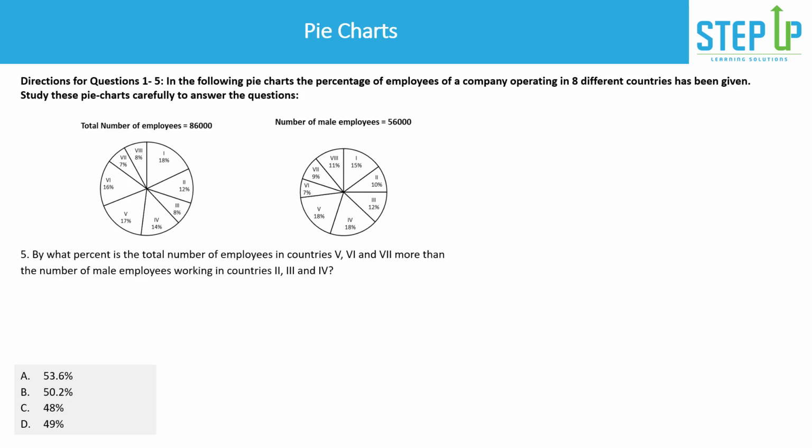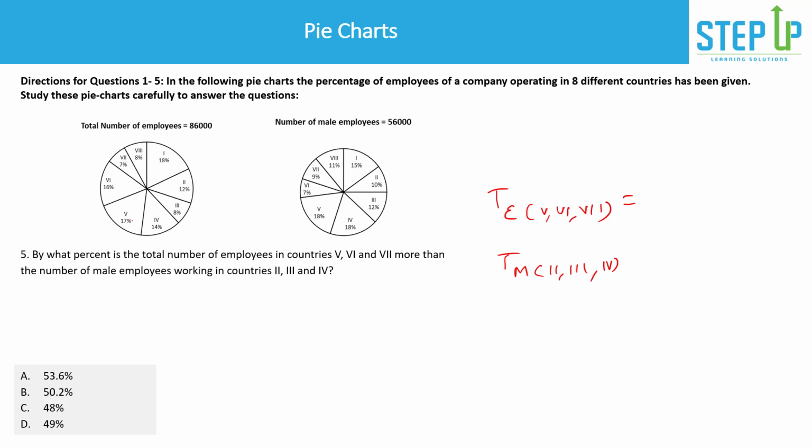By what percent is the total number of employees in country 5, 6, 7 more than the total number of male employees in country 2, 3, 4? Okay, let's look at the total number of employees in country 5, 6, 7. 17%, 16%, 7%. So don't get fooled by saying it will be so time consuming that I have to calculate 17% of this number, 16%, 7%. It is of the same base.